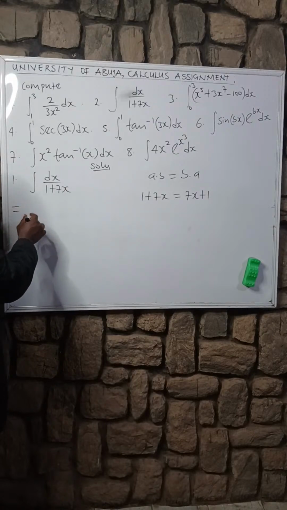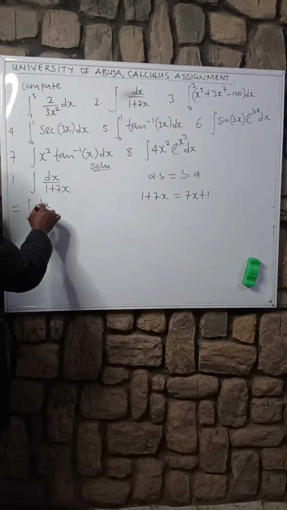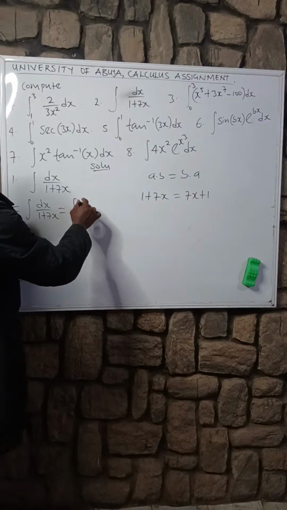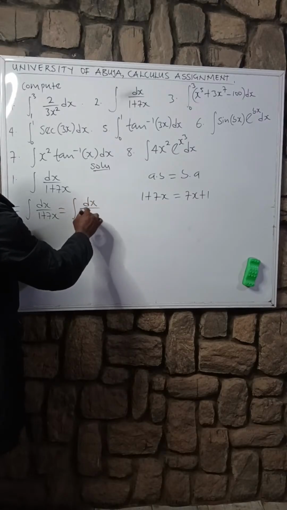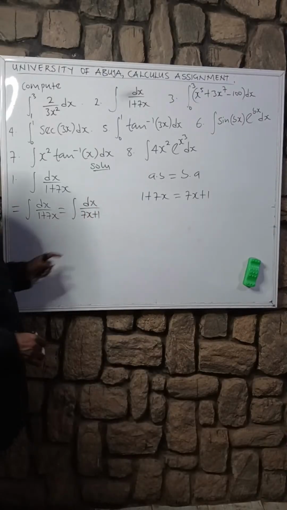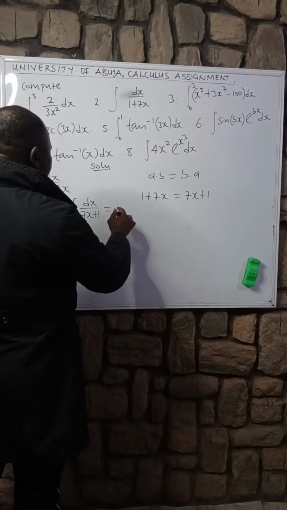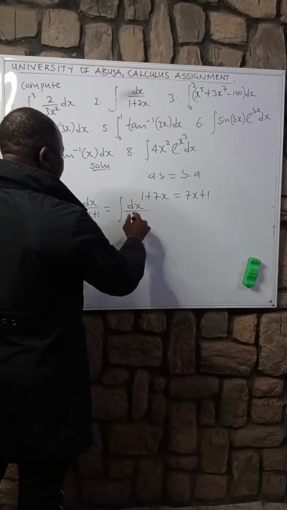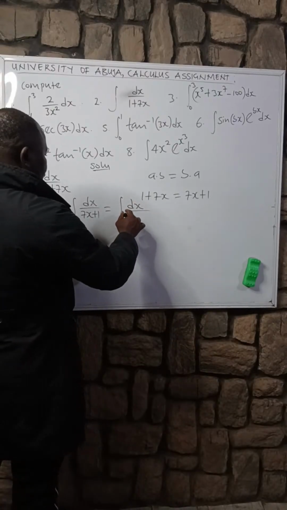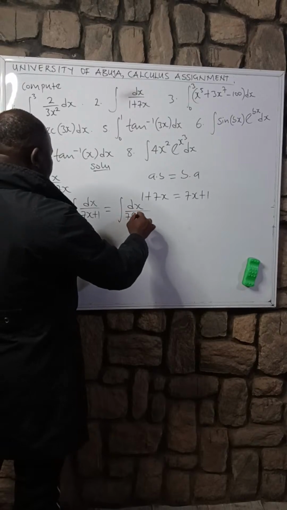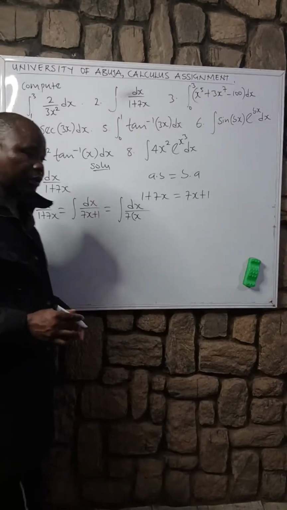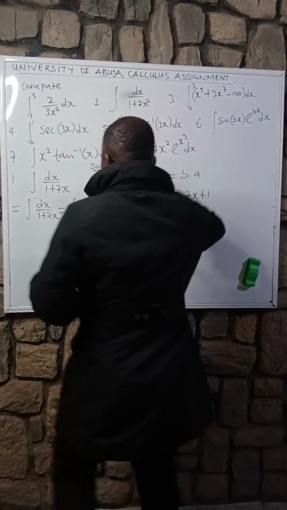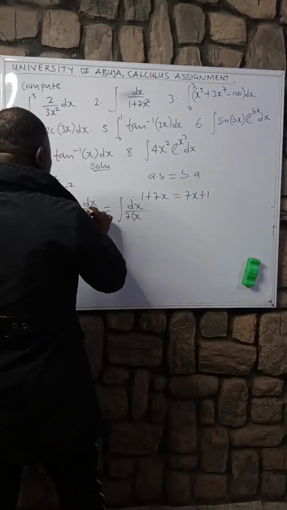So it means this is the same thing as integral dx all over 1 plus 7x, which is the same thing as integral dx all over 7x plus 1. Do you agree with me? So we can rewrite this integral in this form. Integral dx all over 7 open bracket x. Oh, is it x squared? Sorry. I think it's x squared. Here is 7x squared.